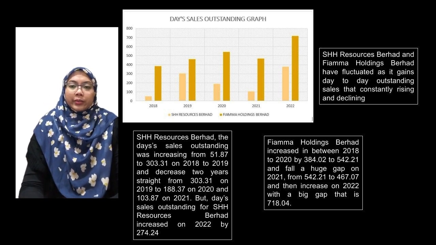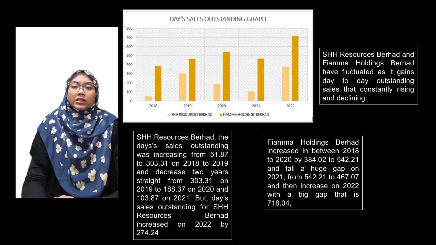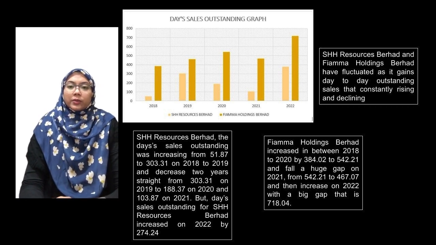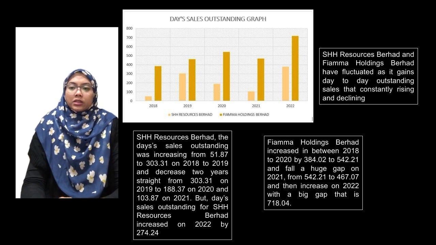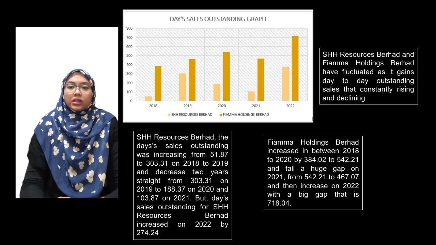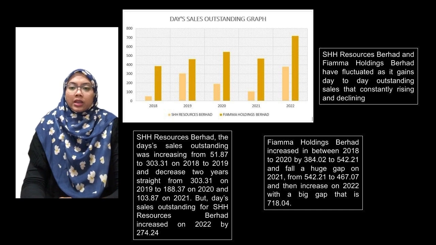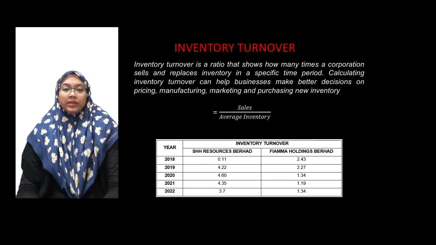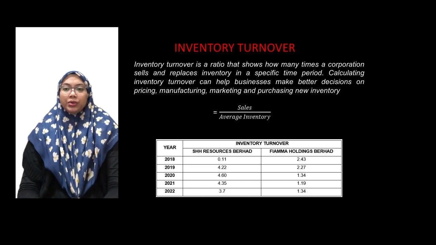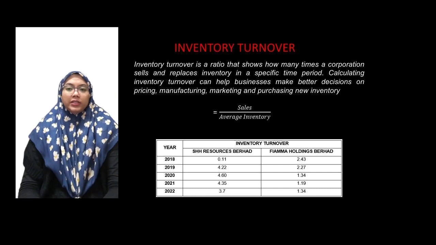Why is DSO important? It is because the payment from customers is the key driver in cash from operating activities. The incoming cash from customers paying on time in full is as important for a company as oxygen is for a human being to breathe. Inventory turnover. Inventory turnover is a ratio that shows how many times a corporation sells and replaces inventory in a specific time.